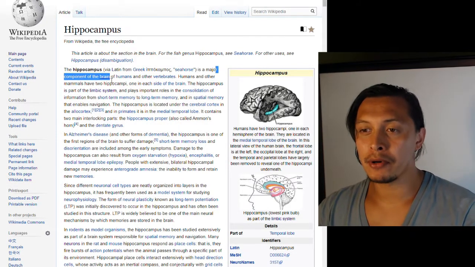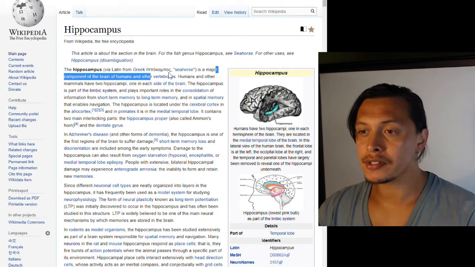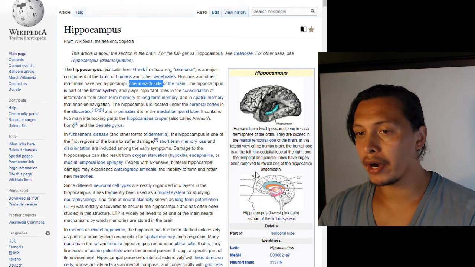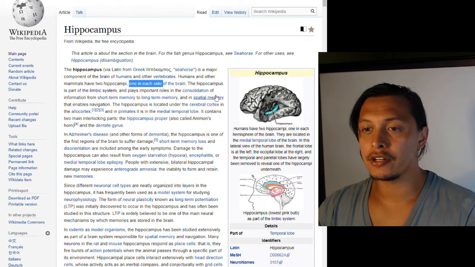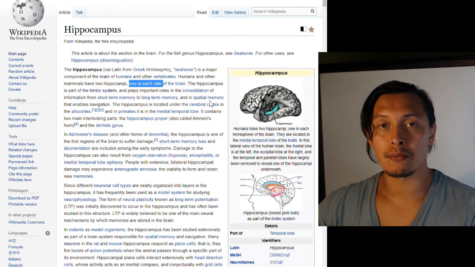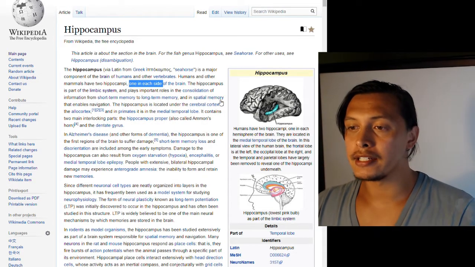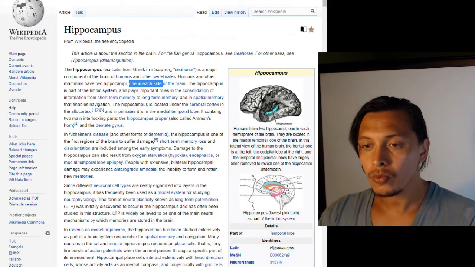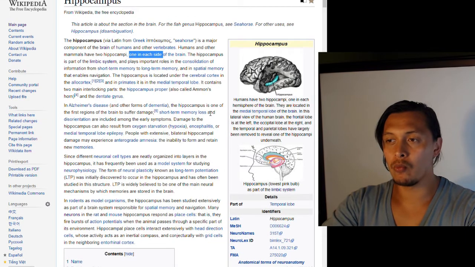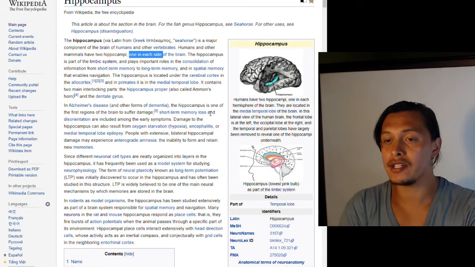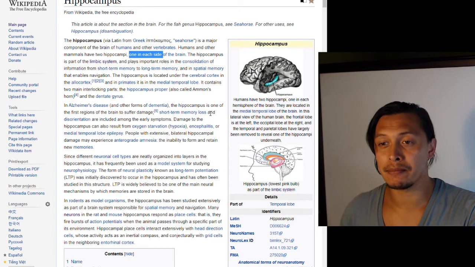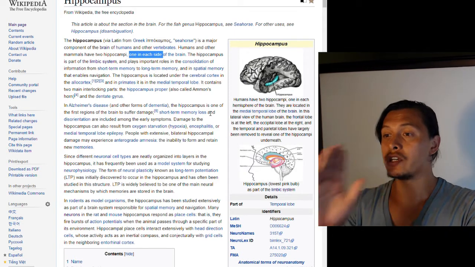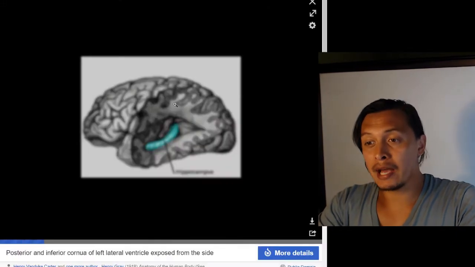It's a major component of the brain in humans and other vertebrates, and humans and other mammals have 2 hippocampi, one on each side of the brain. These are associated with the transformation from short-term memory into long-term memory, and with spatial memory that helps enable navigation. And in Alzheimer's disease, the hippocampus is one of the first regions in the brain to suffer damage. So just so you know, this is what the hippocampus is.